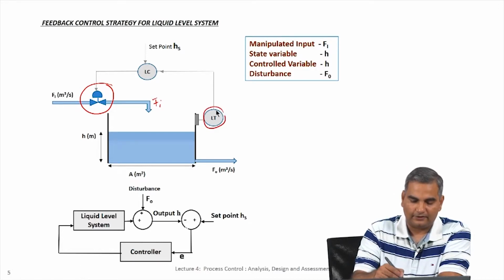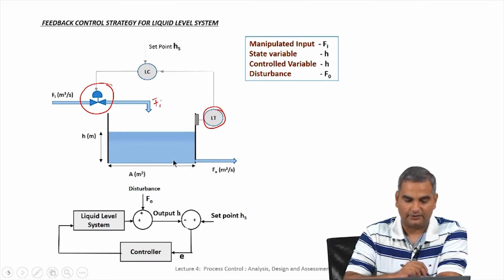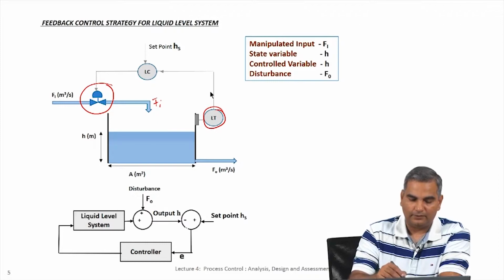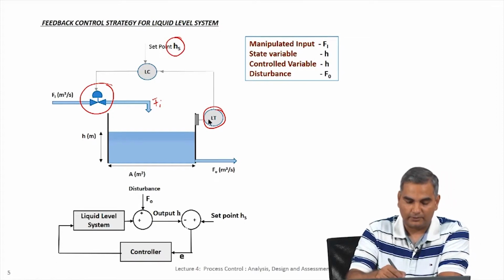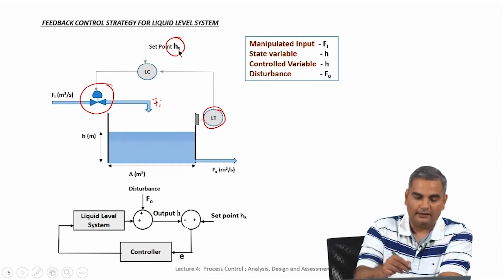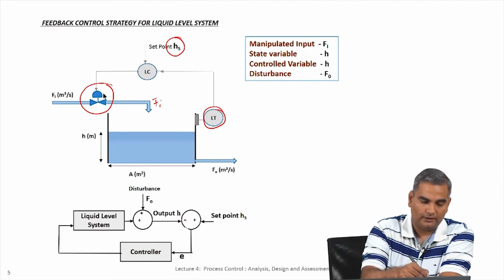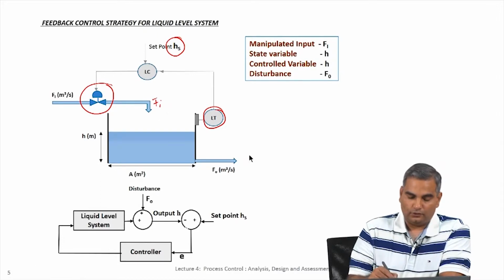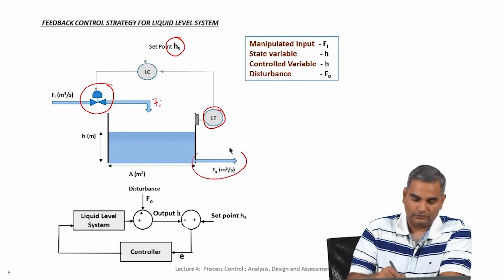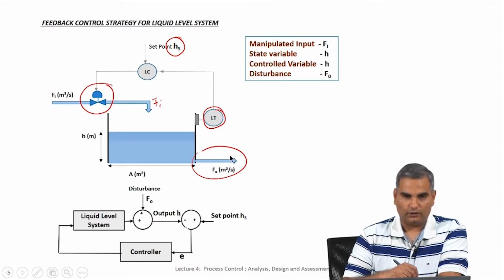LT stands for a level transmitter. Basically, this is a sensor that measures the level in the tank, and this information goes into the level controller. The level controller also needs the set point for the height. So, this is the actual measurement of the height, this is the set point, and the error between this and this is used by this level controller to go and manipulate this valve, so that the flow rate is changed. Notice that there is no control valve here. So, that basically means that depending on the height, the flow out is going to vary.